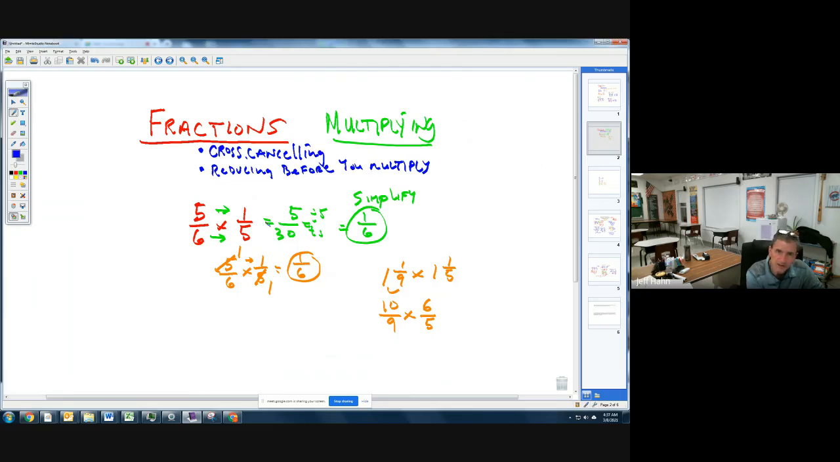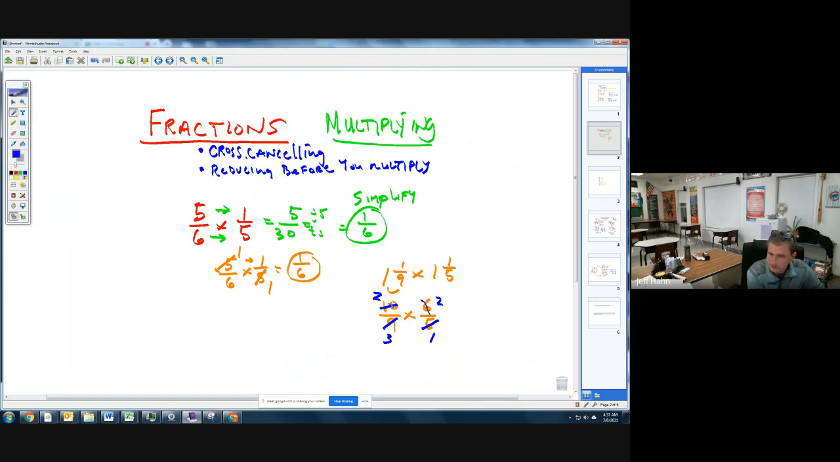But if we use cross-canceling, or reducing before we multiply, look at top numbers and bottom numbers. Are there some common factors? You could say yes. 10 and 5 can be divided by 5. So if I divide this by 5, I get 1. If I divide this by 5, I get 2. How about 6 and 9? Well, 3 is a factor of both of them, so I divide by 3, I get 2 here. Divide this by 3, I get 3 there.